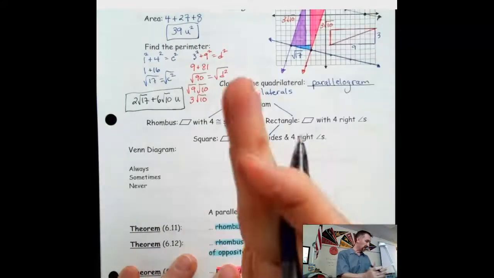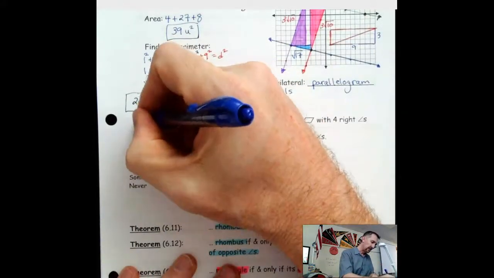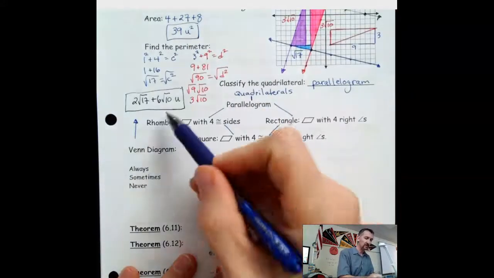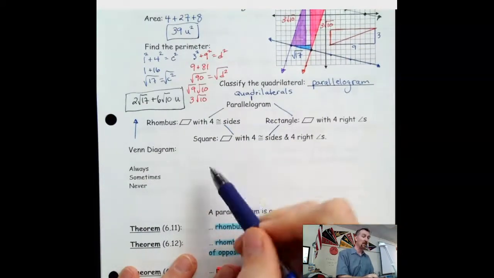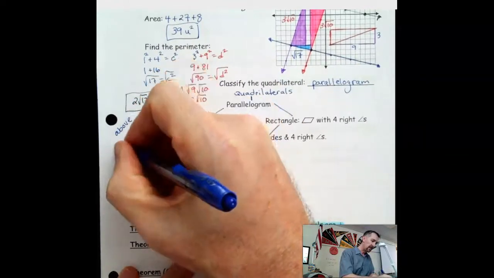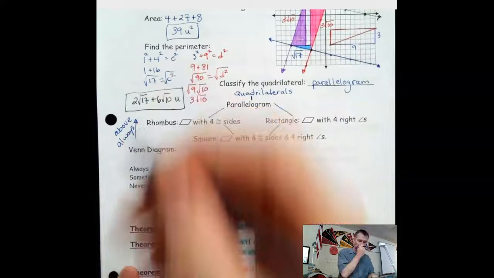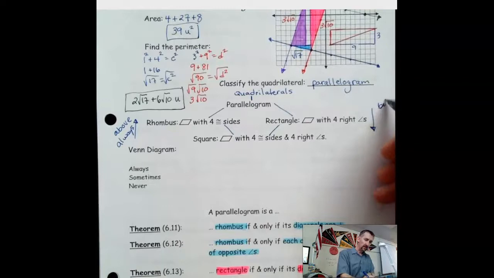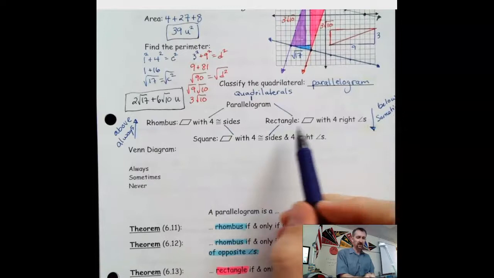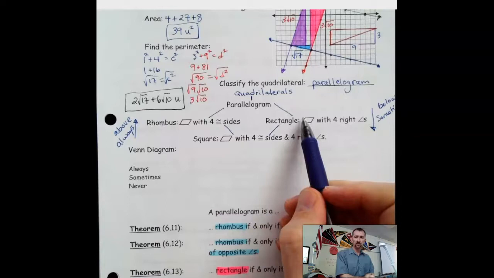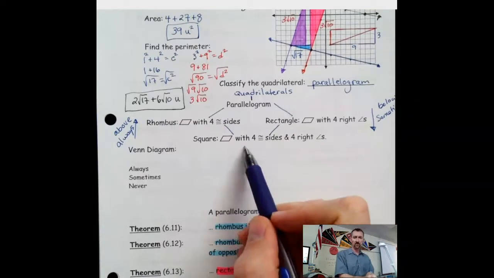Now, if you're going up the family tree, you are always. So if it's something above, it's always that. So a square is always a rhombus, a square is always a parallelogram, a square is always a quadrilateral. So if it's above you, it's always. Okay? If it's below you, then it's sometimes. When is a rectangle a square? Sometimes. When the four sides are equal, then the rectangle is a square.